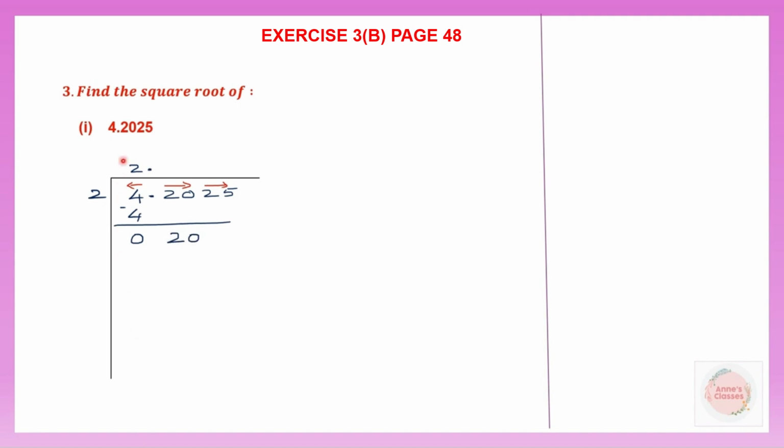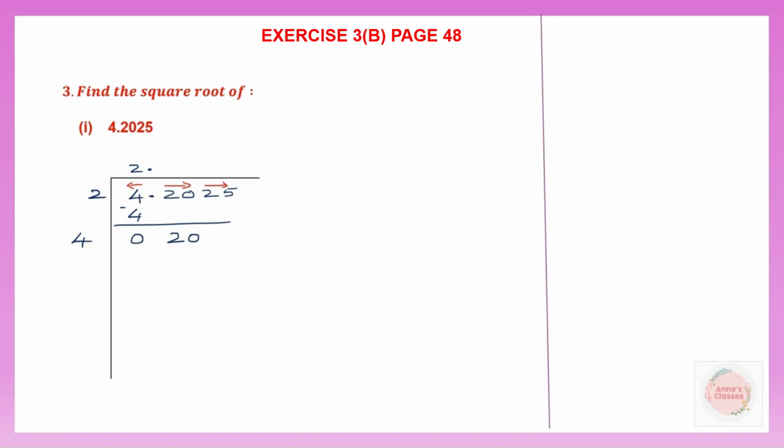Now look at the number that's here. That is your quotient. Double that quotient. So when you double it, 2 2's are 4. Now in the next step, we need to put a digit next to 4 and multiply with it to get a number close to 20.